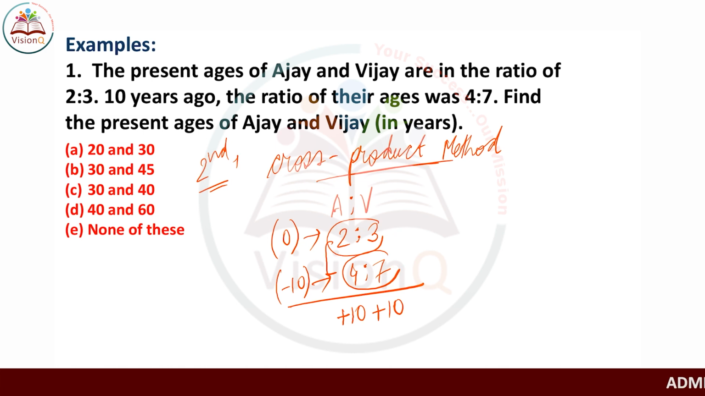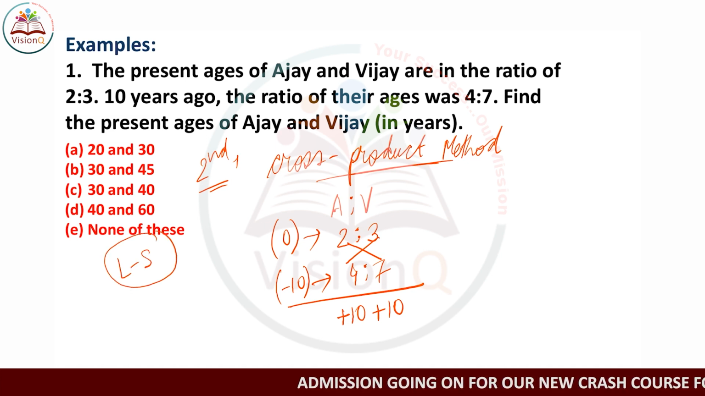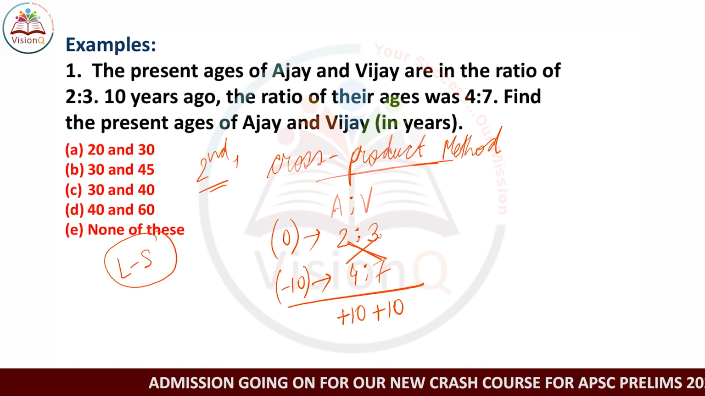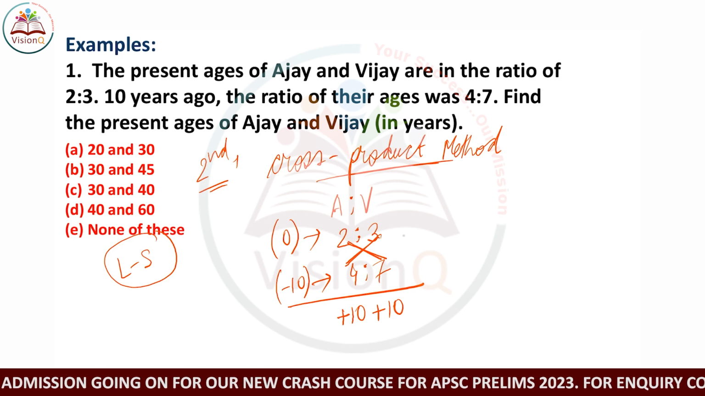So what to do? Cross multiply. Just cross multiply here. So first multiply 2 into 7, 3 into 4. And always subtract what? Larger number minus smaller number. Always subtract a smaller number from a larger number. So 2 into 7 is 14, 3 into 4 is 12. Okay, 14 is the larger number. So 14 minus 12 is 2.